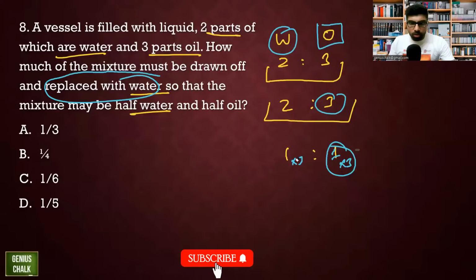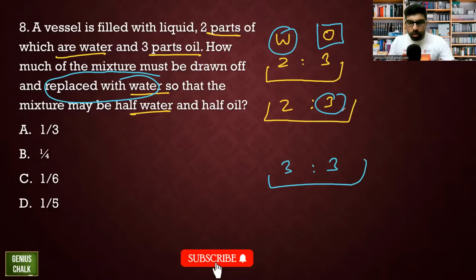So what is my new ratio? 3:3, right? This is my new ratio. This is fixed now, right? You can see 3 to 3 is fixed. So what is the quantity of water? It is 1, right? 1.